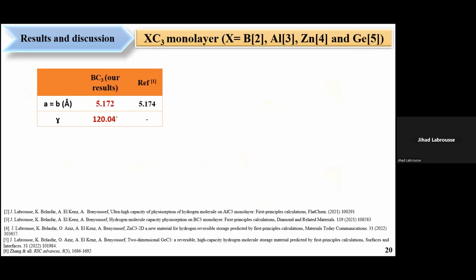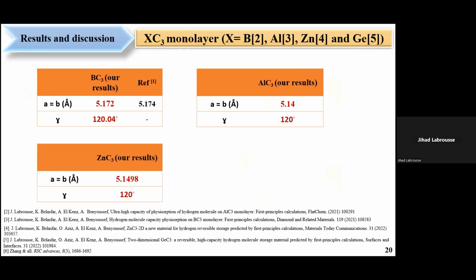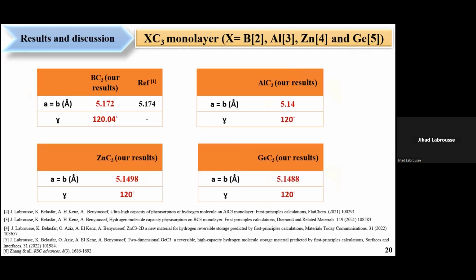After optimizing the lattice parameters of these materials, we can see that for all the materials, a equals b, ranging between 5.14 and 5.17, which is a little bit greater than the bond length of graphene, and such differences are because of the radius variation across these atoms. And of course, the angle was 120 degrees for all the materials, which means that our materials have a hexagonal structure.